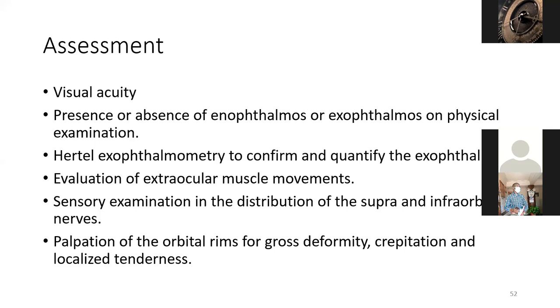Also, when you palpate around the orbital rims, you might be able to detect gross deformity, or you may feel crepitation or localized tenderness. Now, crepitation is what you call subcutaneous emphysema. It usually occurs when there has been a fracture of an orbital wall and there is a communication with a paranasal sinus, so that air from the paranasal sinus spreads under the tissues. It is usually precipitated by someone blowing their nose, and then the air enters the tissues.